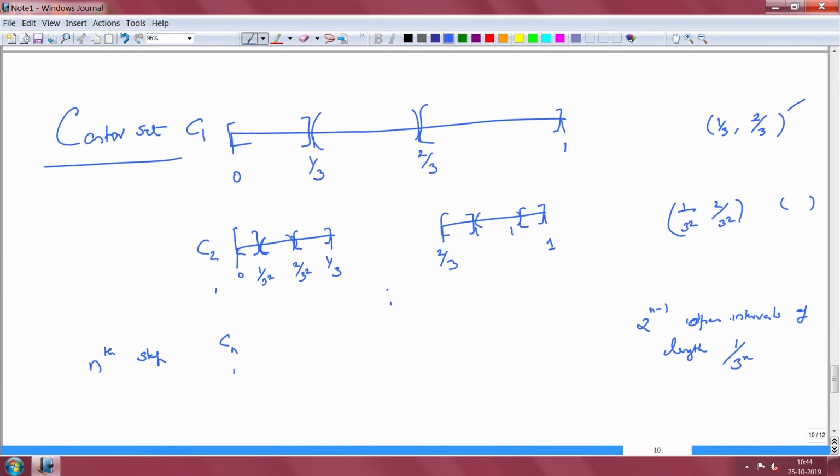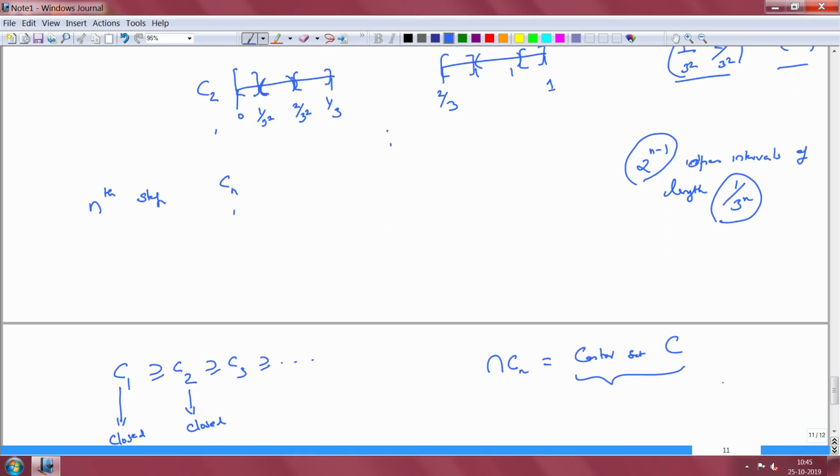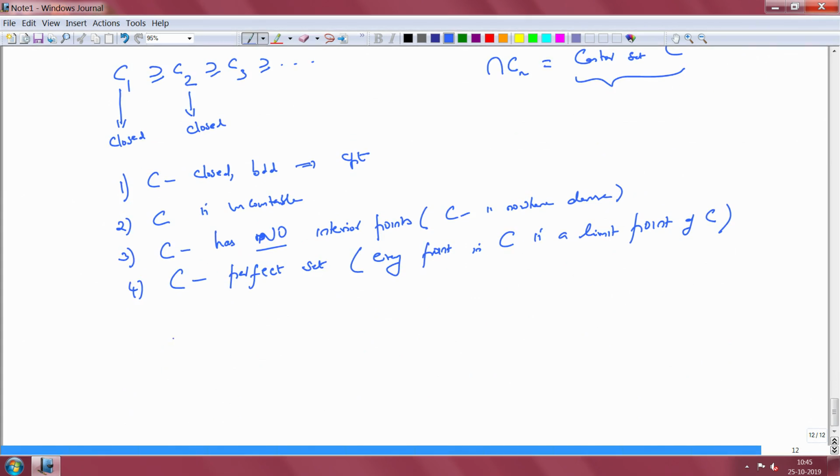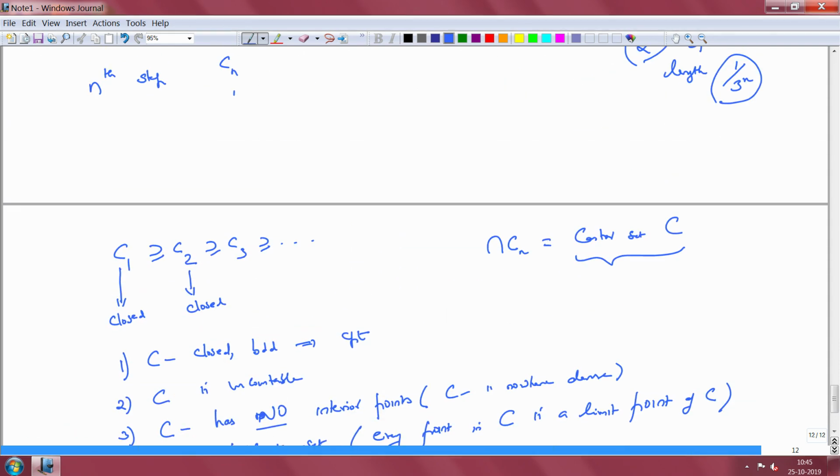What did we do? We threw out the middle 1/3 at each level. So, at the nth level we will be throwing out 2^(n-1) open intervals of length 1/3^n. If you look at the Cantor set C and the set [0,1], everything is inside [0,1], and look at the complement. C is a closed set, the complement is open, so the measure of that will make sense.